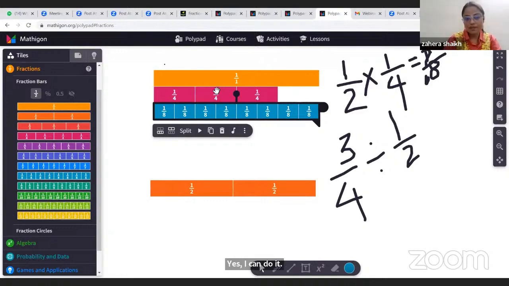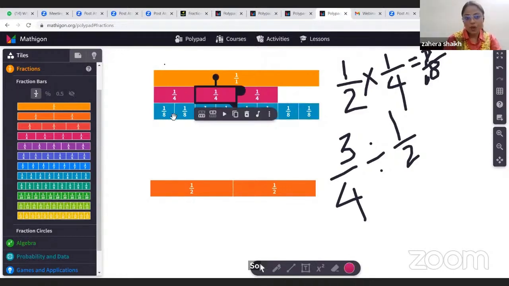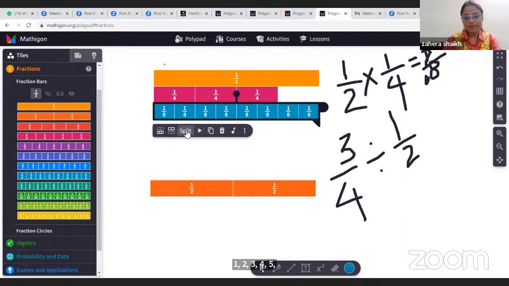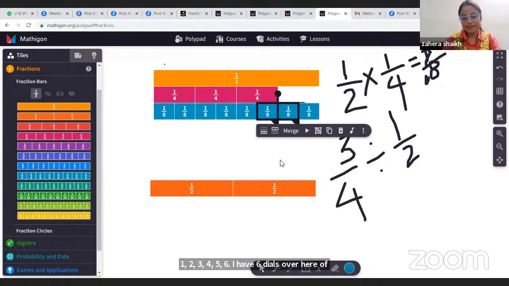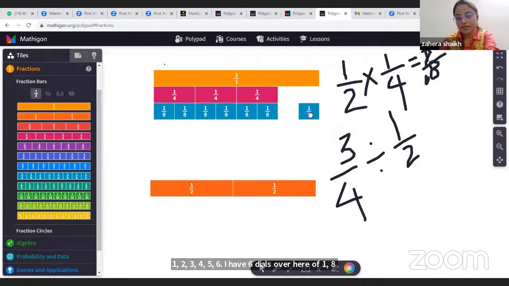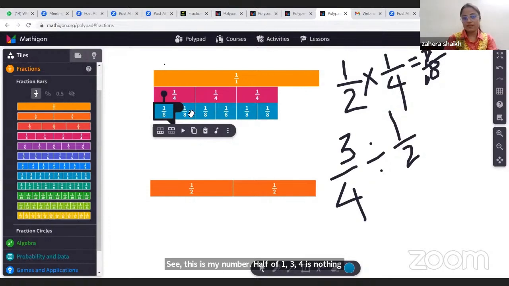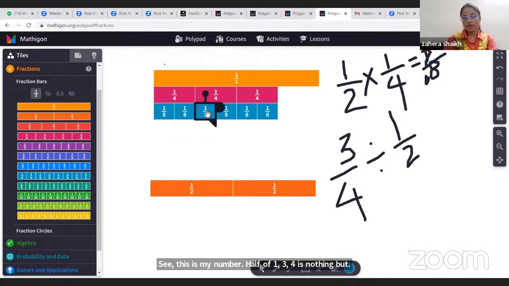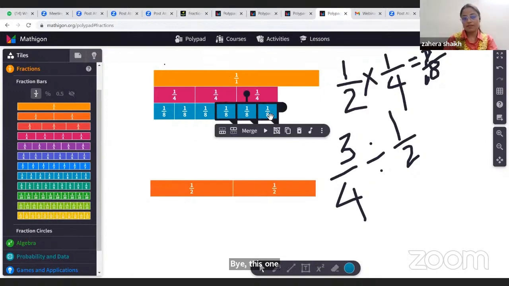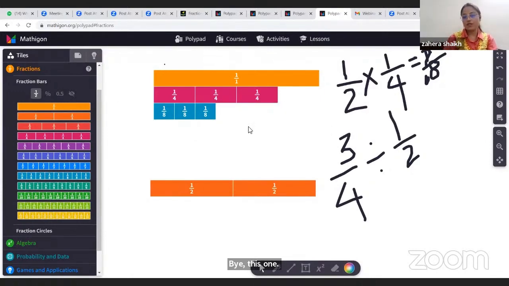So 1, 2, 3, 4, 5, 6. I have 6 tiles over here of 1/8. And if I make a half of it, I can get 3 out of 8. Right? See, this is my number. Half of 3/4 is nothing but this one. Yes, I got it. Right?